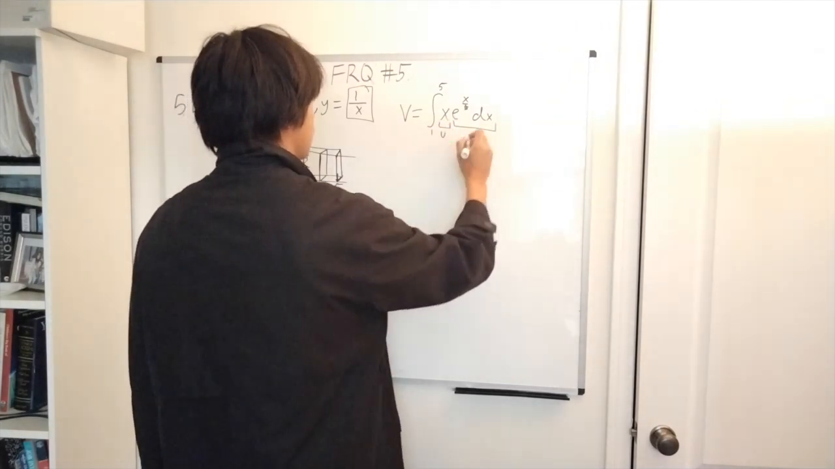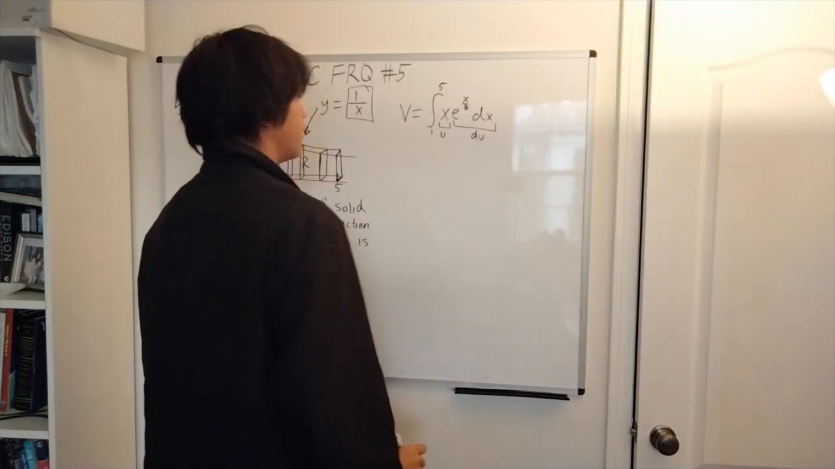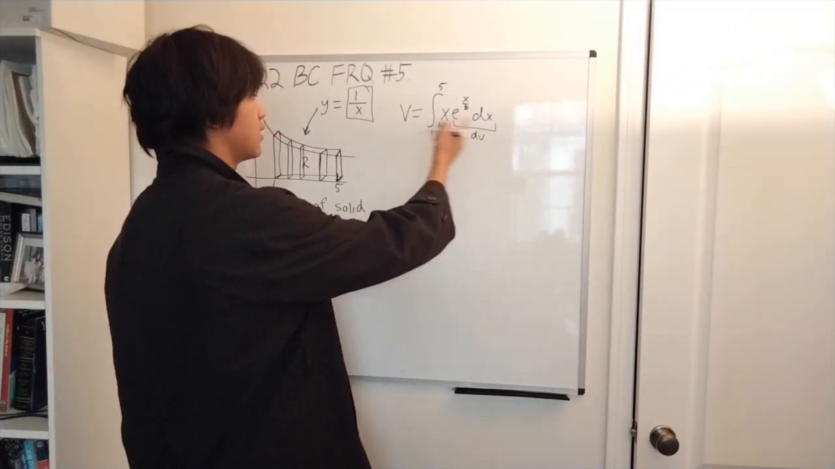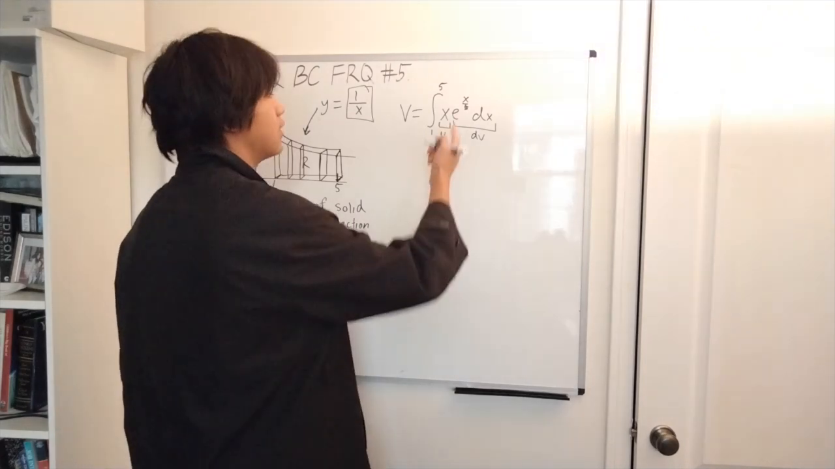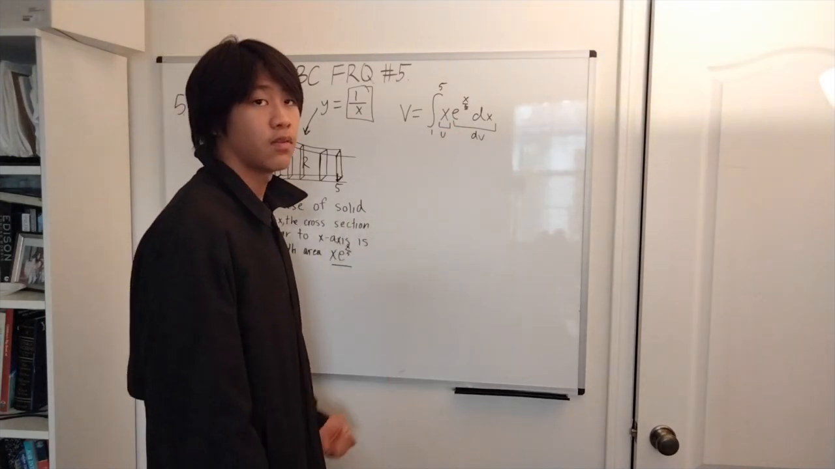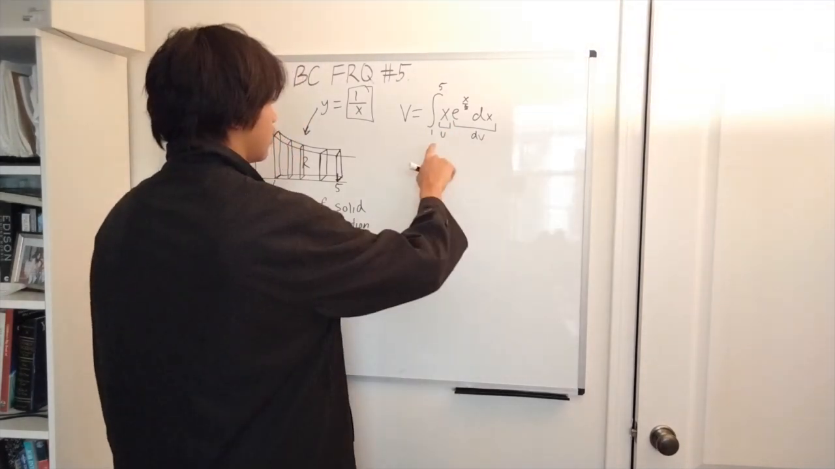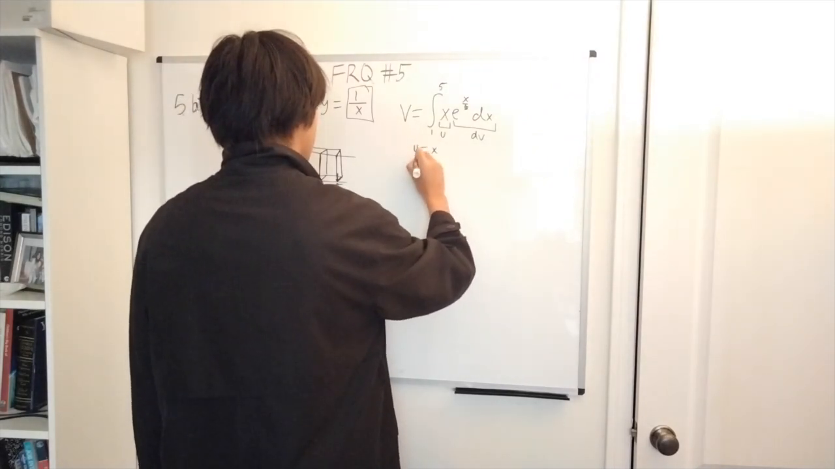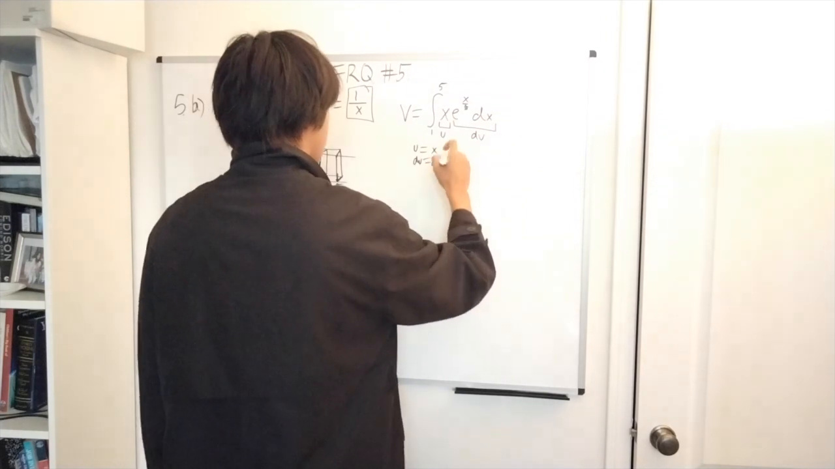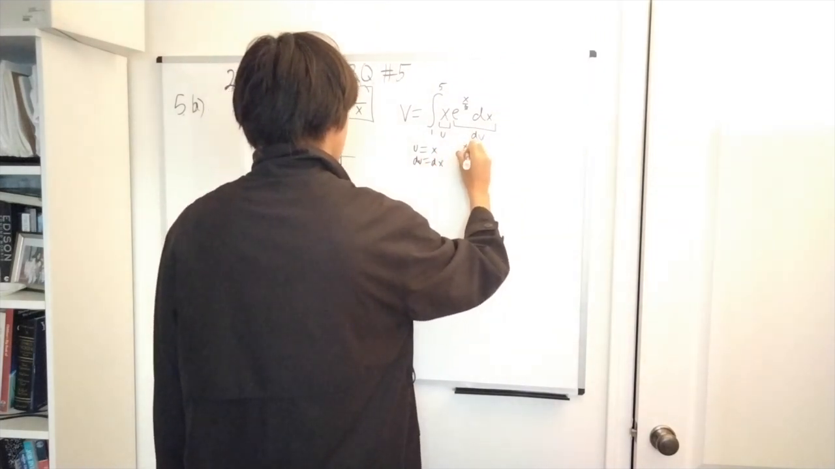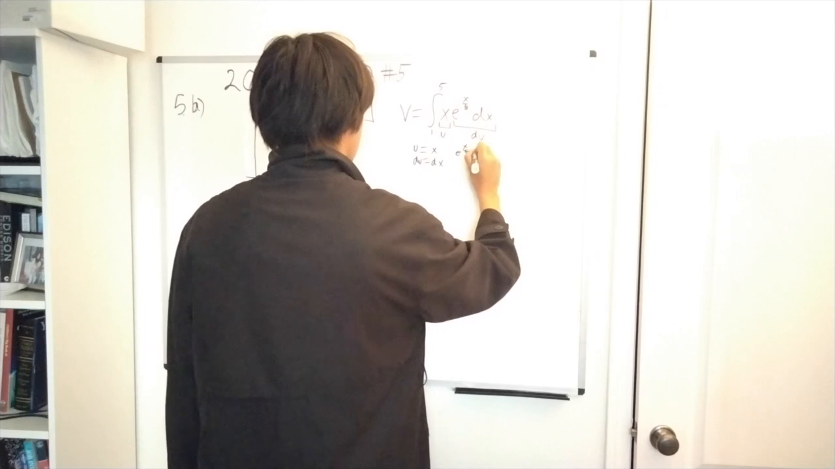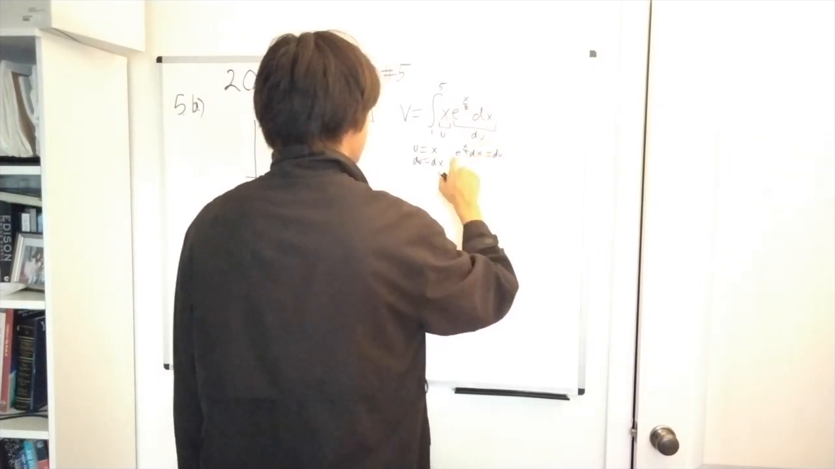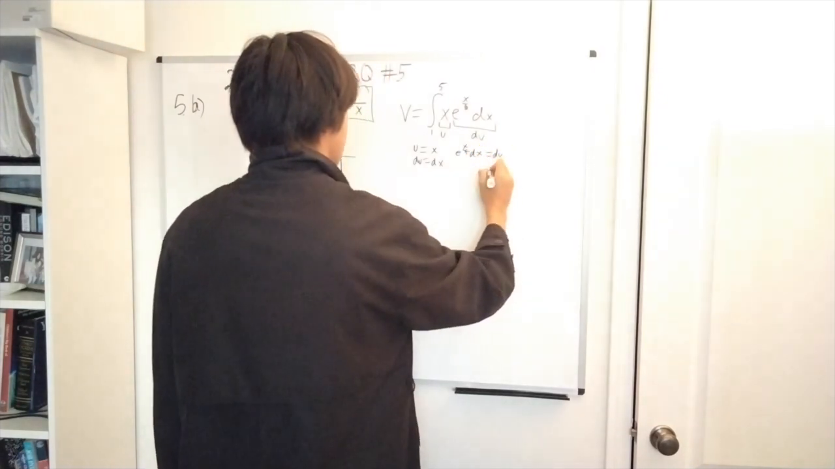So we set this to u and we set this to dv. And this will help us integrate this because we don't have an easy method to integrate like we did for 5a. So using integration by parts, we have this, and now we integrate both sides.